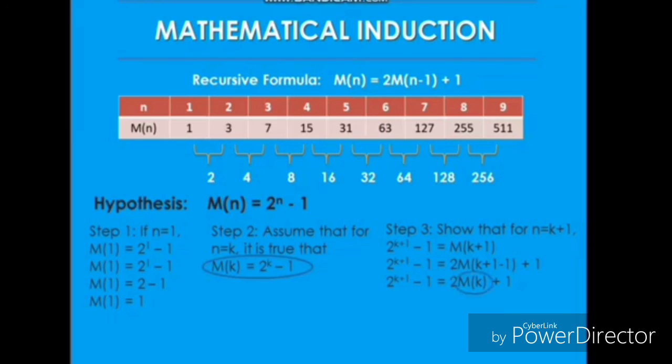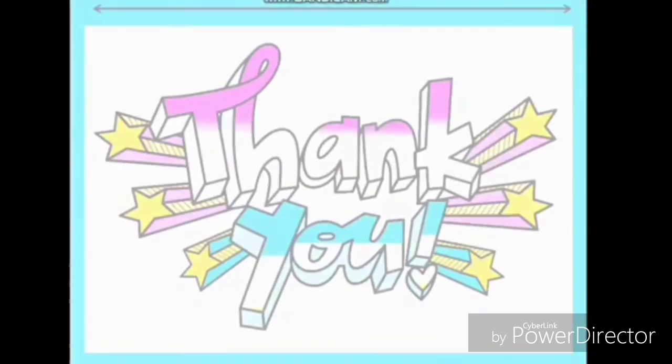And the value of m of k in step 2, we substitute it for the value of m of k in step 3. Then we manipulate it and we get 2 raised to k plus 1 minus 1 is equal to 2 raised to k plus 1 minus 1, which are equal on both sides. And we conclude now that we can find the least number of moves of any n disks using our formula 2 raised to n minus 1.